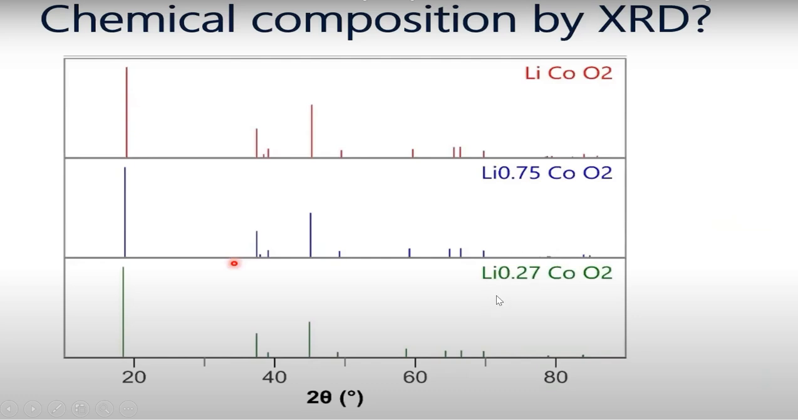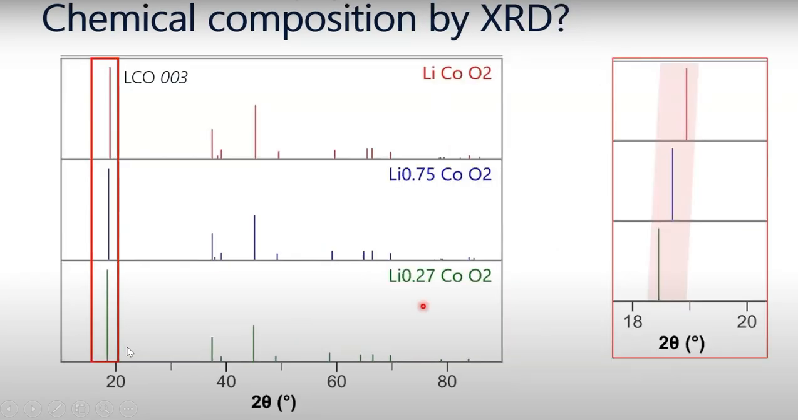As the percentage of lithium changes, the two theta values, that is peak, are shifted. Peak also changes. Suppose for 100% lithium in lithium cobalt oxide, there is the one 2 theta position, and for 75% and 27% there are the another positions. This shift in the peaks corresponds to the percentage of lithium content.